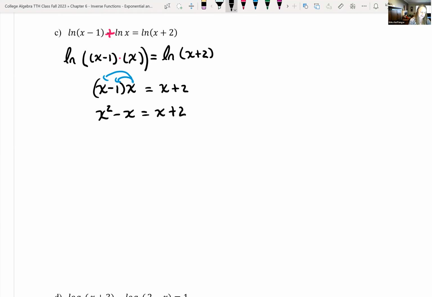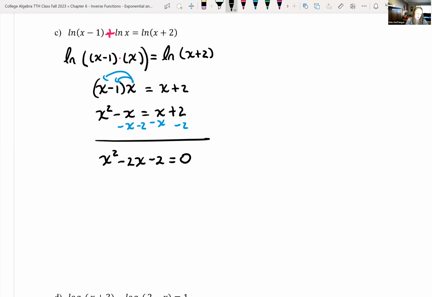So let's subtract this x on both sides of our equation, and let's subtract 2 on both sides of our equation. Doing so, we would get x squared, so negative x minus x is negative 2x, minus 2 is equal to 0.